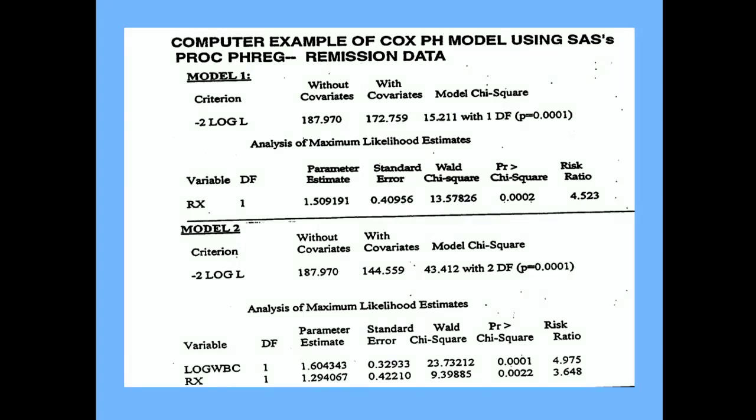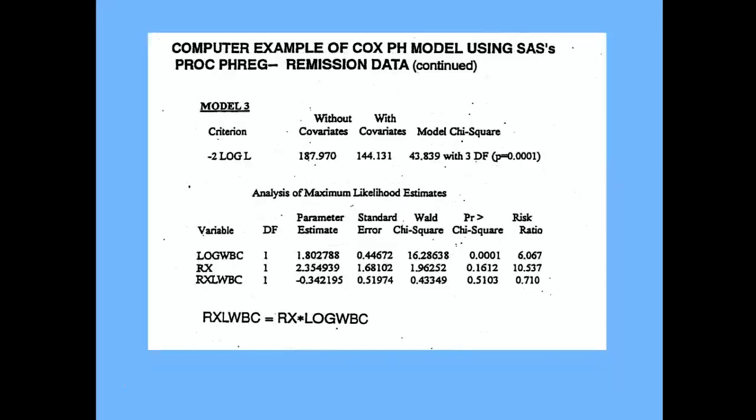Can you look at this? You've looked at logistic regression output. What are the variables in model 2? Treatment and log white blood cell count. What are the variables in model 1? Just treatment. What are the variables in model 3? You've added a product term.